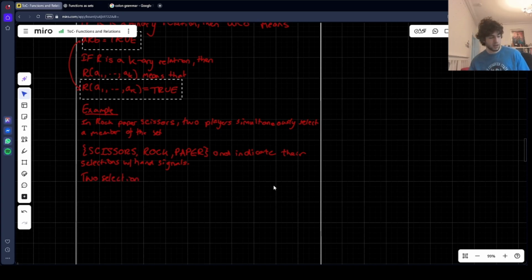Okay, so if both players select the same option, so if both players select scissors, then the game starts over. Two selections being the same means that the game starts over.